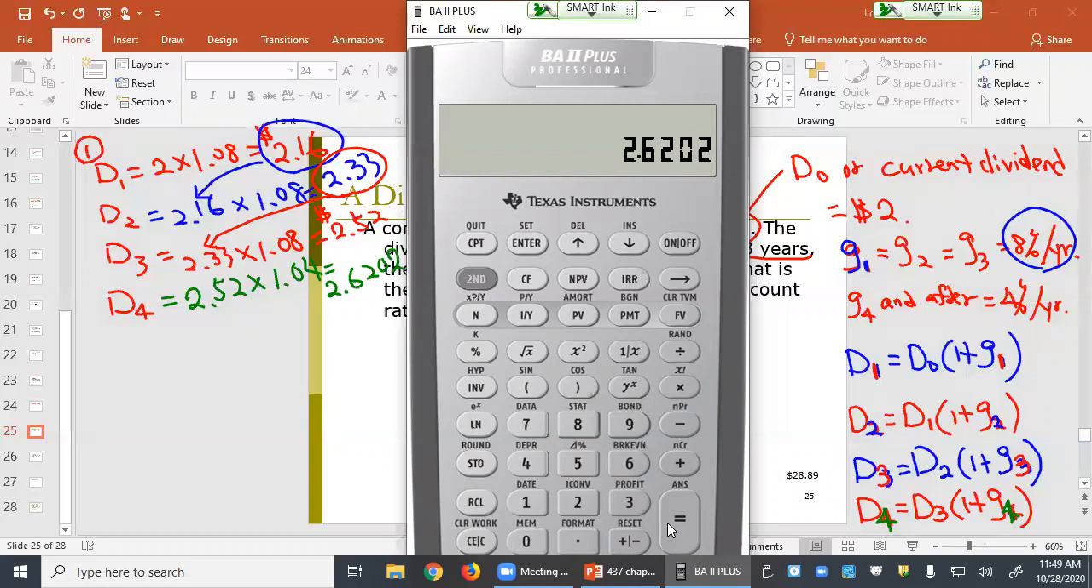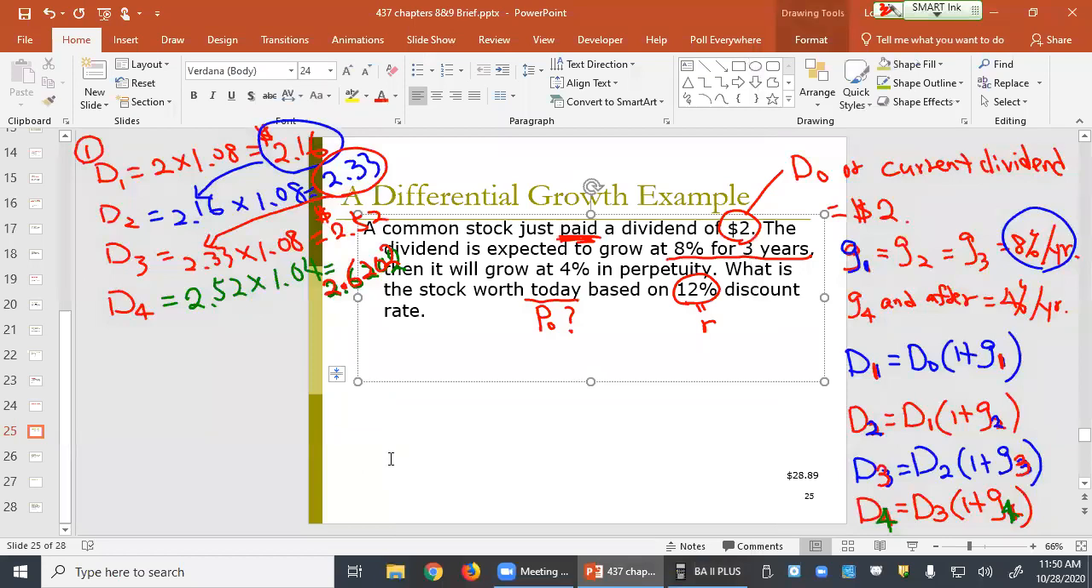2.6202. Okay, 2.6202. So that is step one: find all future dividends until the dividend growth rate becomes constant. Now, step two. Once the dividend growth rate becomes constant in year 4, given that we have D4, if we plug that into the constant growth equation, we can solve for P3, the stock price in the period before.